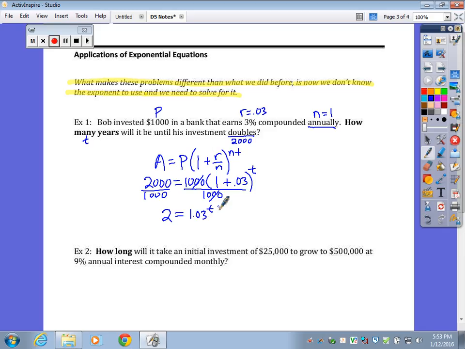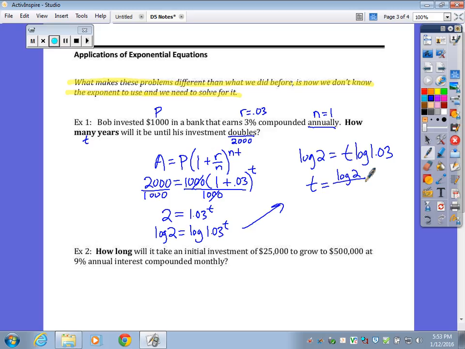So here I have an exponential equation. I'm trying to solve for T. My new strategy, my new tool in my toolbox, is to take the log of both sides. Right, why did that help me? Because now the t comes down and is a multiplier into the front. So that will allow me to solve for t. Do the log of 2 divided by the log of 1.03.